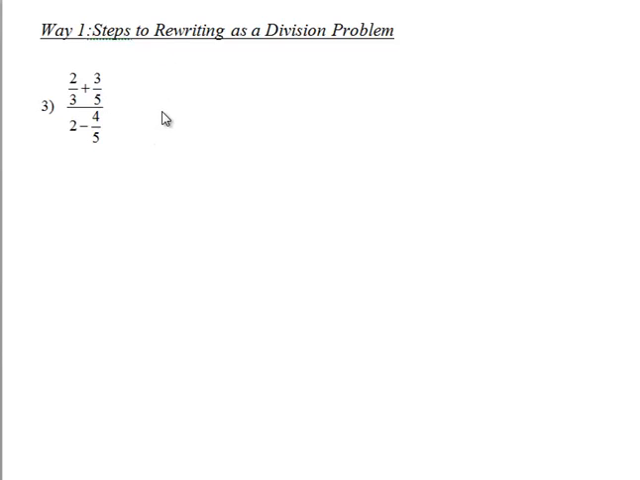Okay, let's take a look at this problem. This is number 3 in your packet. And we're going to use method number 1 to rewrite this complex fraction. So let's deal with the numerator first. And I'm going to find the common denominator for that. So that would be 15. So my new setup is this.